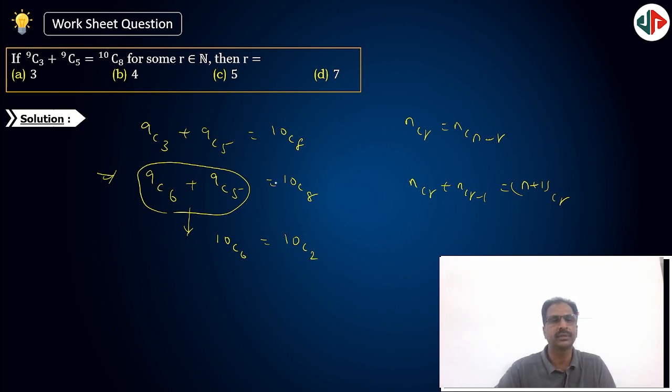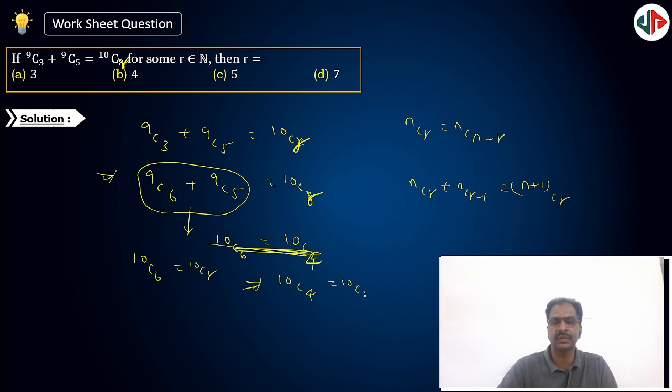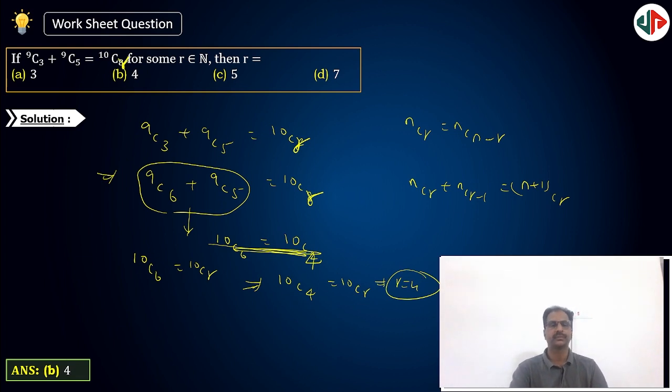Sorry, I think this is not 8, this is R. So the left hand side is 10CR. So 10C6 is equal to 10CR. So R is equal to 6. 6 is not there in the options. And 10C6 can also be written as 10C4. So that is equal to 10CR, which implies R is equal to 4. Option B. So this is 10CR, it is not 10C8.